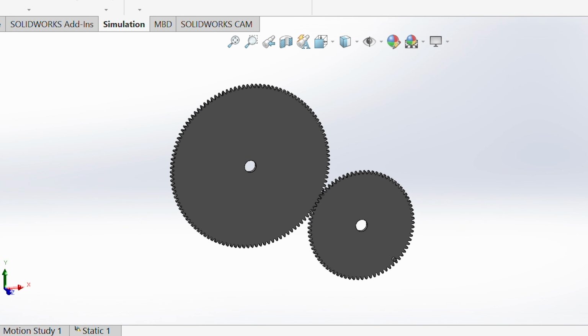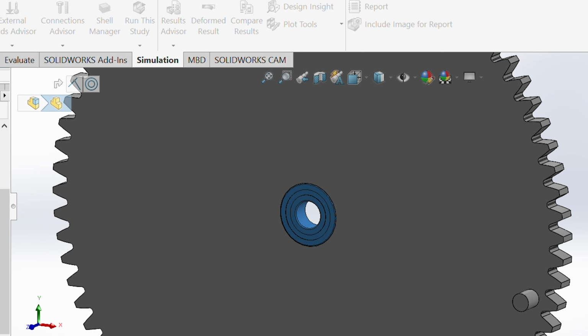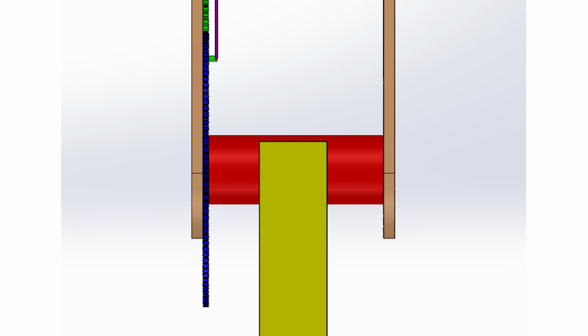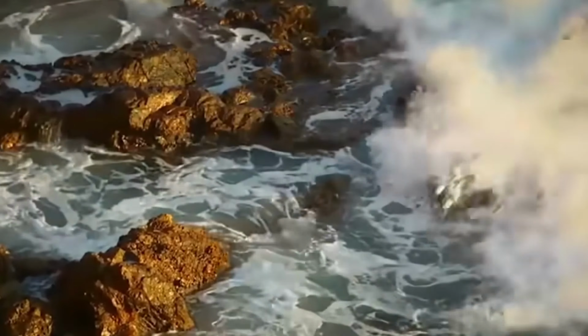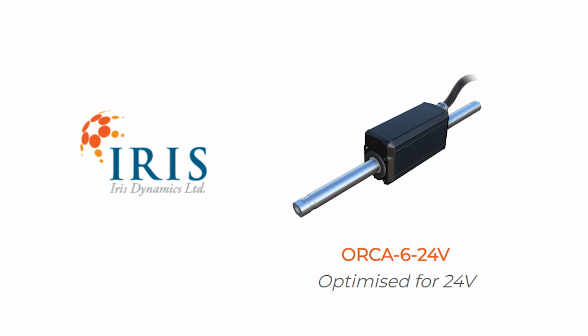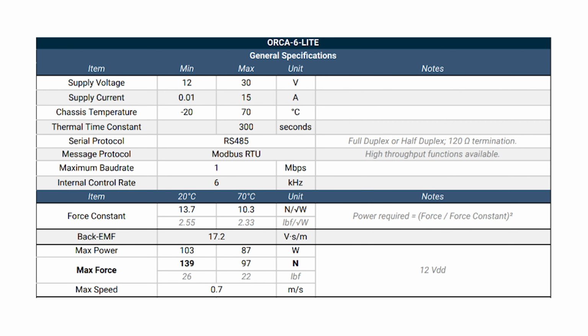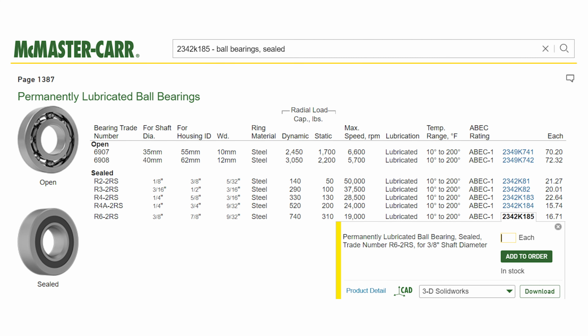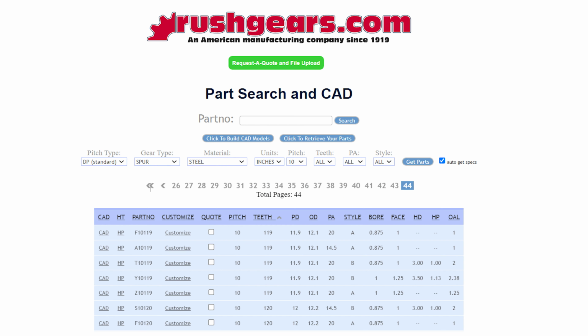For analysis, we chose to look at the spur gear set, a bearing centered on the pinion, and a shaft connecting the buoy input to our gears. The input to our system is the up and down motion of ocean waves, and our output is a linear motor from Iris Dynamics. The motor was chosen because it is fully backdrivable, meaning it takes incoming forces as a means for supplying power. The motor's spec sheet also provided the velocity, force, and power requirements for the entire machine. The bearings used were found on McMaster, and the gear configuration was found on Rush Gears.